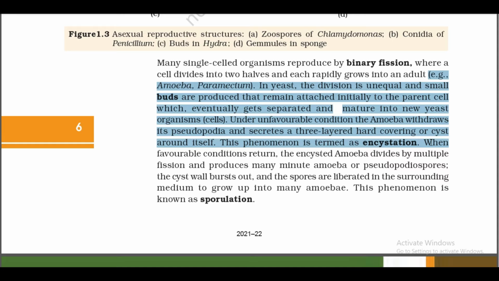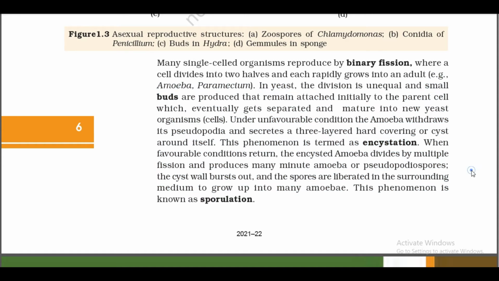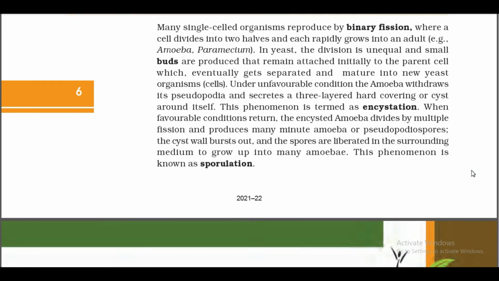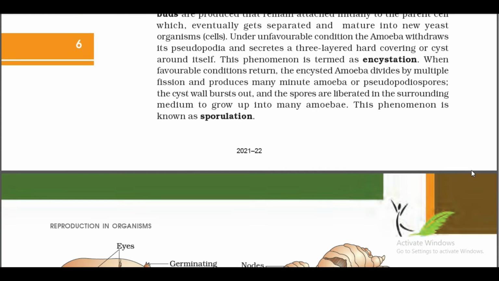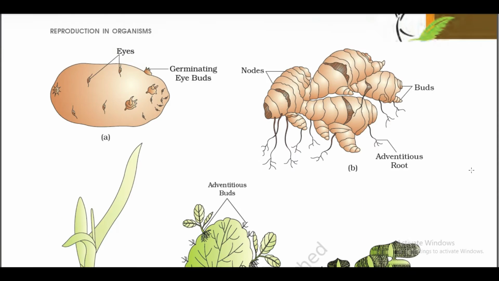This phenomenon is termed as encystation. When favourable conditions return, the encysted amoeba divides by multiple fission and produces many minute amoebae or pseudopodiospores. The cyst wall bursts out and the spores are liberated in the surrounding medium to grow up into many amoebae. This phenomenon is known as sporulation.